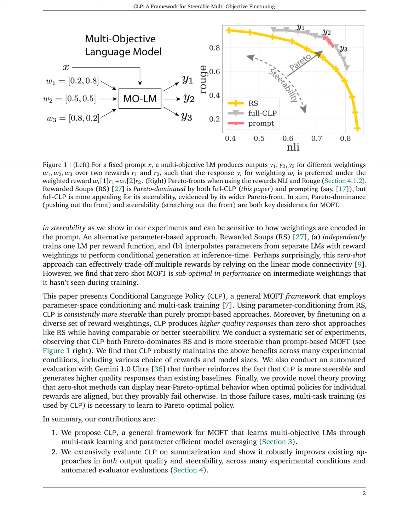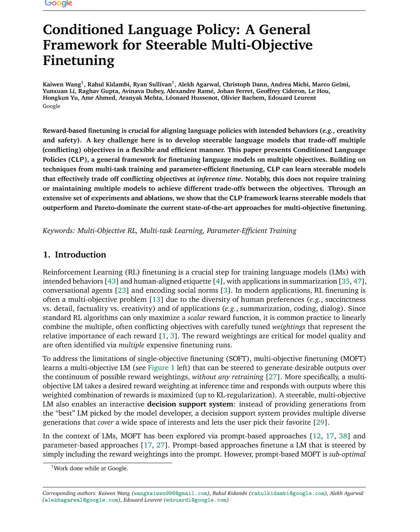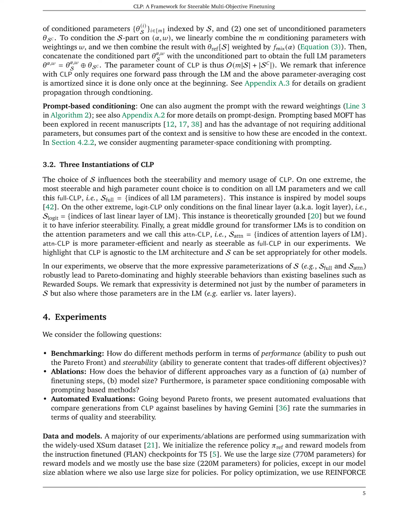Future directions for enhancing conditional language policies, CLP, could focus on improving steerability and performance in zero-shot scenarios, as identified in the paper. One approach could involve further refining the parameter conditioning mechanism to enhance the model's adaptability to unseen reward weightings, potentially by integrating more sophisticated multitask training techniques that can better capture the nuances of diverse human preferences. Additionally, exploring hybrid models that combine the strengths of both parameter-based and prompt-based methods could lead to improved performance, particularly in contexts where prompt sensitivity is a concern.